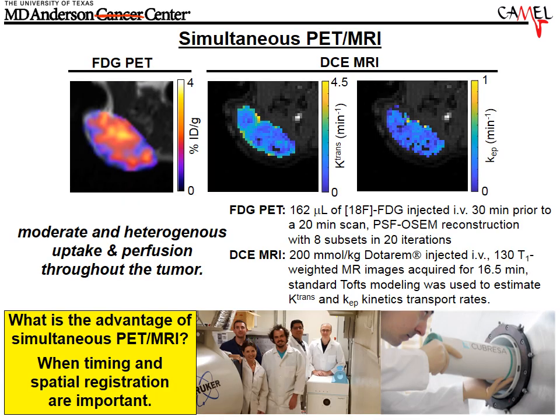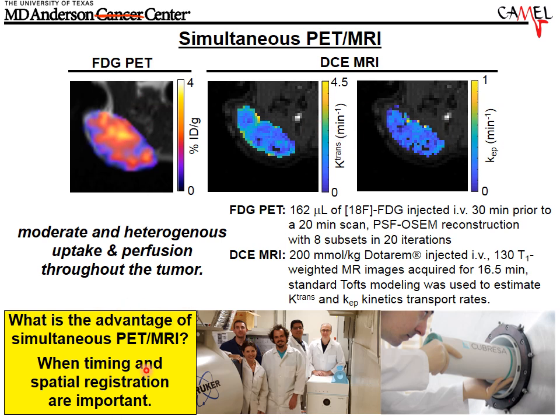I'd like to switch over to discussing simultaneous PET MRI. This is a multimodal MRI session. Simultaneous PET MRI is an intriguing technology. We use it by putting an insert into a small animal MRI scanner so we can perform the PET and the MRI at the same time, truly simultaneous. So we can acquire FDG PET and DCE MRI at the same time, as shown here.